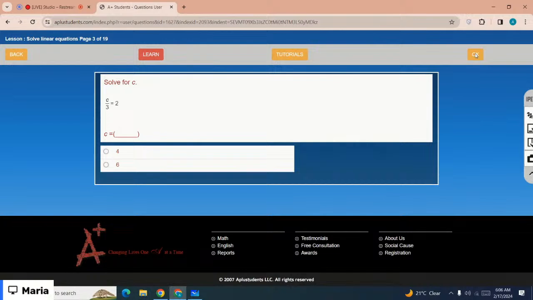Okay, solve for c. c divided by 3 equals 2. The correct option is c equals 6. The correct option is option number 2, that is c equals 6.